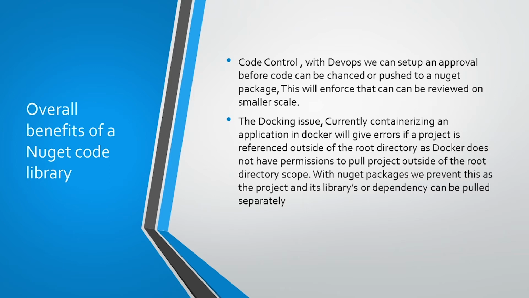Currently, containerization of an application in Docker will give you an error if a project is referenced outside of the root directory of Docker, because Docker does not have permissions to pull the project outside of the root. With NuGet packages, we can prevent this by pulling a library into your project as a package, and having that pulled via the Docker library.